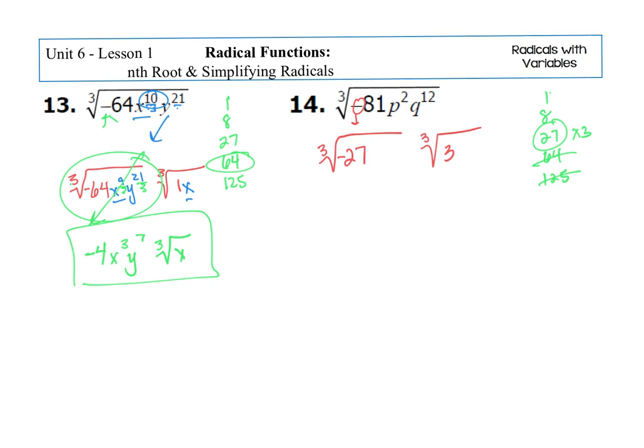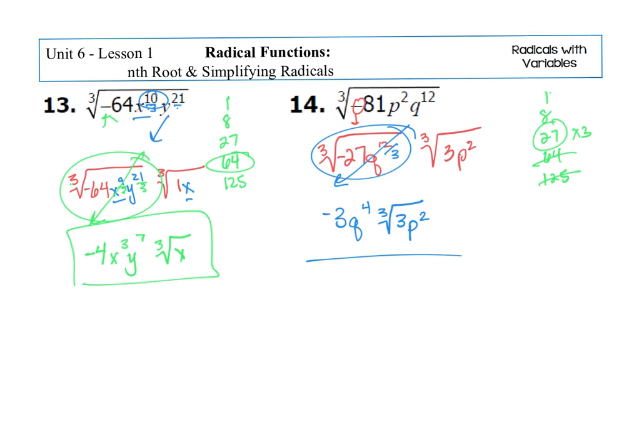Now p squared, 2 does not divide by 3, neither does 1 or 0. Now if your exponent is ever smaller than your index, the whole thing, we can't root any of it. It just automatically goes into your little reject house. Now q to the 12th, 12 does divide by 3, so all of q to the 12th goes in the first house. Okay, first house is what we root. The cube root of negative 27 is negative 3. And then we do 12 divided by 3 is 4. So negative 3q to the 4th power came out, and we are left with the cube root of 3p squared as the remainder inside the radical.